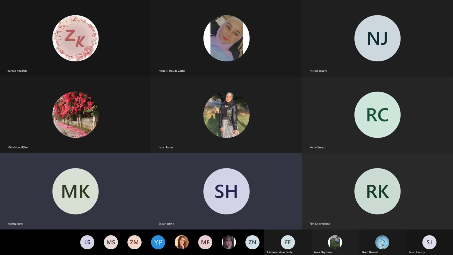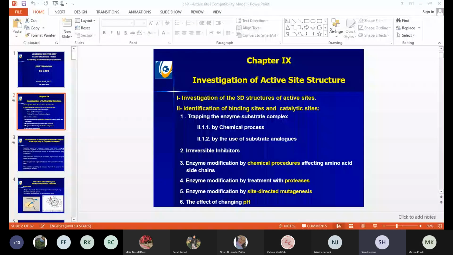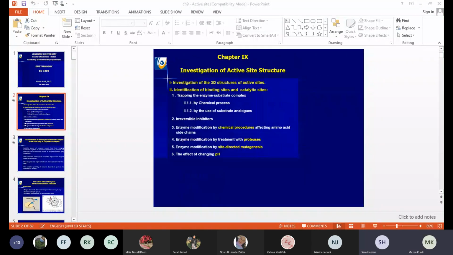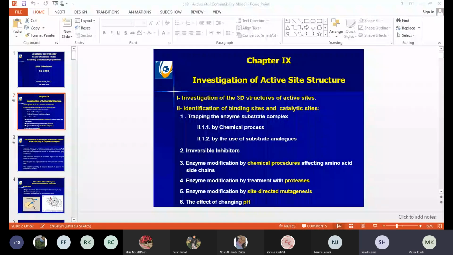Today we'll start a new chapter. It's about the active site. Now we will take in more detail what the active site is and how we can identify the amino acids involved in the binding and in the catalytic site.